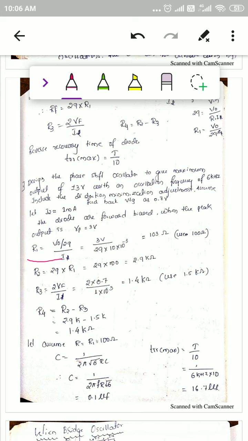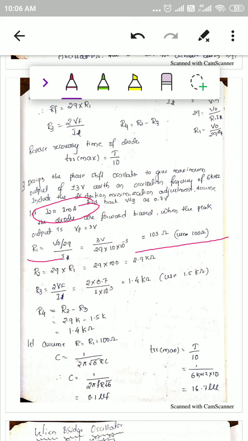Okay, I2, you can take it as 1 milliamp. Based on that, substitute all the values: V0 is given, I2 is given, 29, everything. So calculate: R1 is 103 ohms, use at least 100 ohm as a standard value. Similarly, R2 is equal to 29 times R1. R2, or RF, is equal to 29 R1, 29 into 100, which is equal to 2.9 kilo ohm.